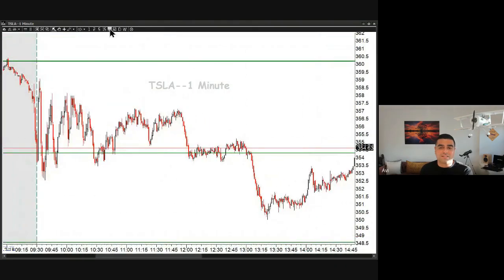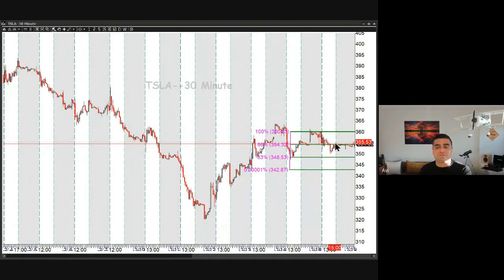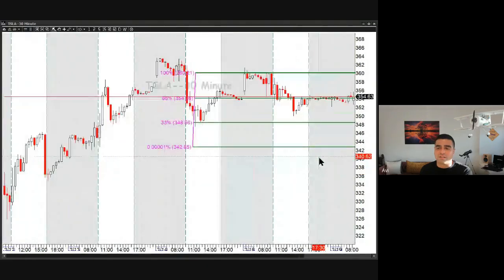So interesting, huh? Again, the setup was here. Descending wedge, set up for a breakout. And sure enough, you find an entry on a 1 minute chart for that breakout.